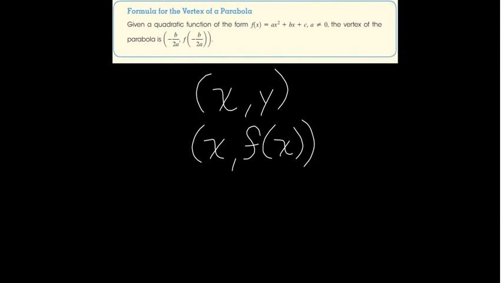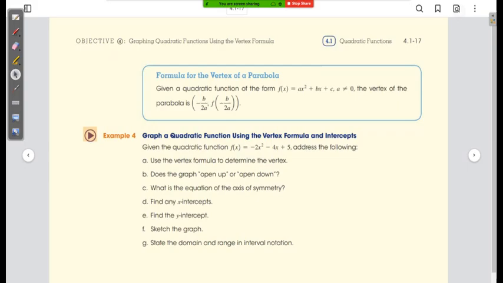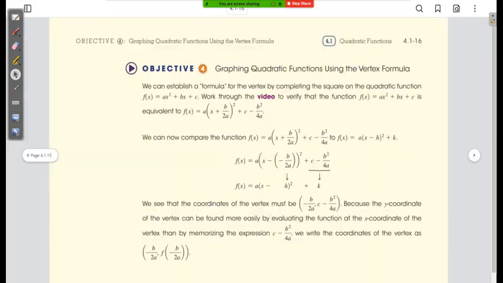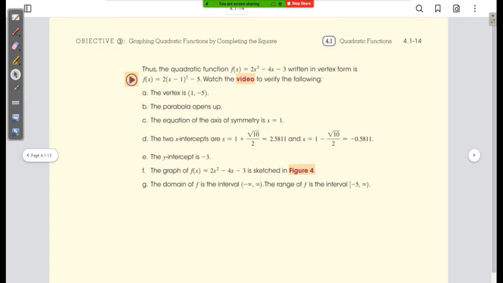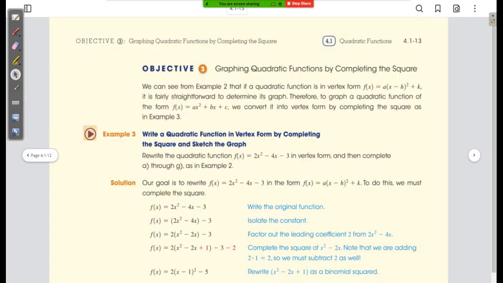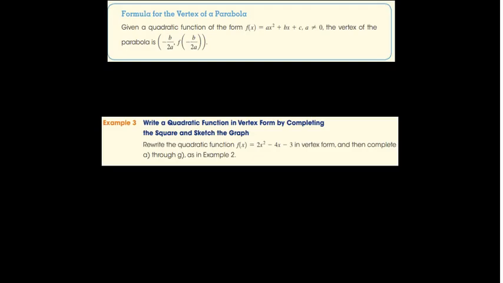Instead, let me go back and do example 3 and get the vertex this way. Obviously example 4 has it, but I want to show just how much easier it is. So we're going to do example 3, and we're just going to find the vertex, right? We're not going to deal with all the other stuff.